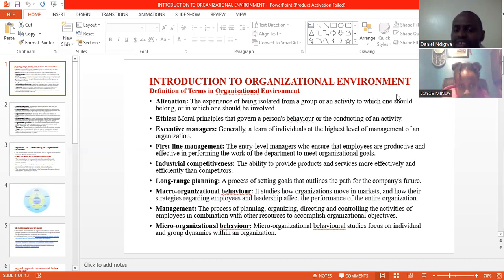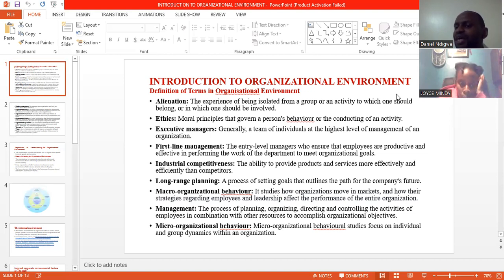Then we have first line managers. These are entry level managers who ensure that employees are productive and effective in performing the work of the department to meet organizational goals. So these are line managers. For example, let's assume you are working in a certain organization as a procurement officer. Then it means as a procurement officer, you are reporting to somebody, let's say your manager. So your manager is your line manager. So your first line manager.